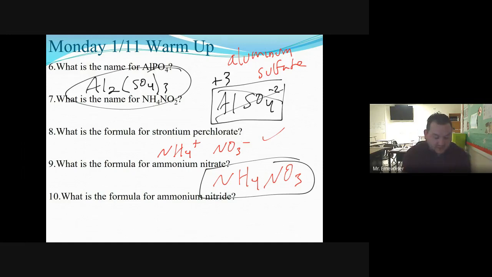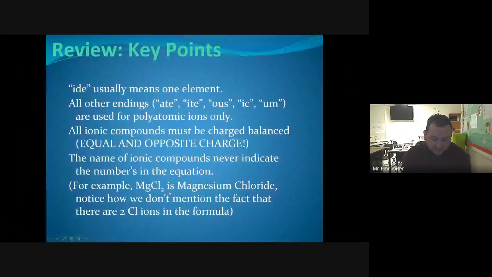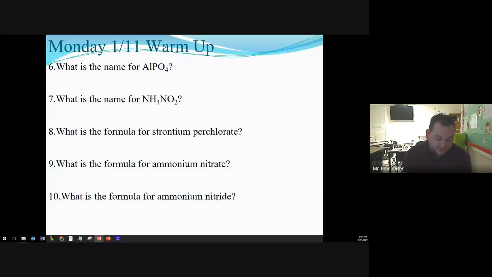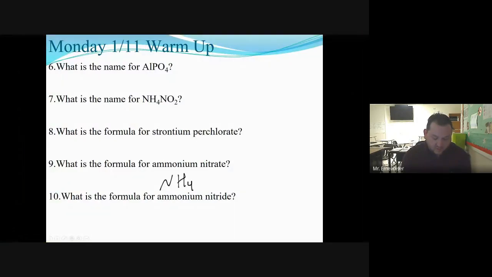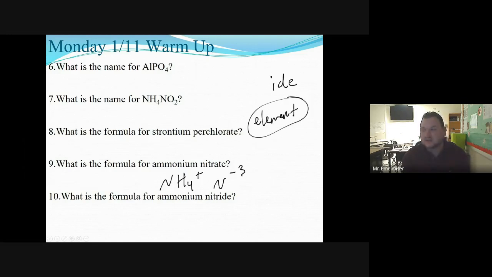All right, ammonium nitride. Ammonium is NH4 +1. Nitride is actually just nitrogen, and it's got a -3. So anytime you have IDE in a name, it just means an element, one element. So that nitride is just nitrogen. Oxide is oxygen. Phosphide is phosphorus. Okay, it's the ates and the ites that are different things.